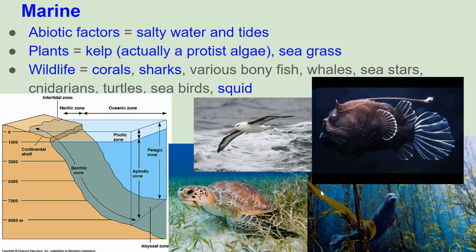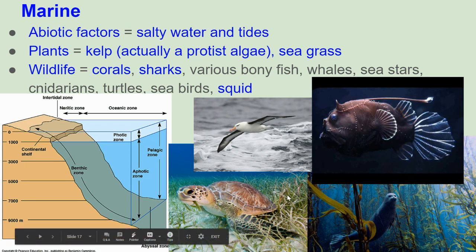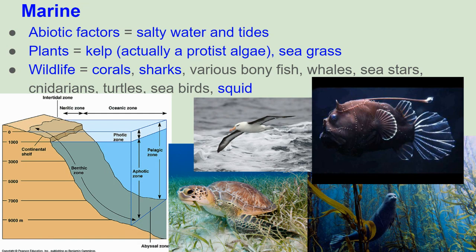Kelp is sometimes considered a plant, but it's actually not. It's a protist and an algae, kind of grouped together. It's not a true plant. But a true plant that is in the marine ecosystem is seagrass, and you can see seagrass off the coast of Florida, around Belize and Mexico. And you often see turtles and stingrays in that seagrass.